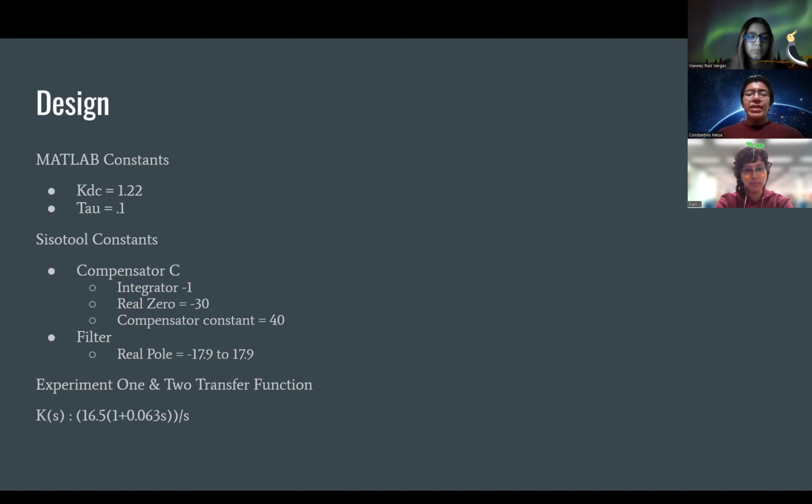For the filter, we didn't need any integrating or damping requirements, so all we did was add a real pole at -17.9. And because of putting this into the system 2 requirement, our output transfer function was 16.5 (1 + 0.063 s) divided by s.